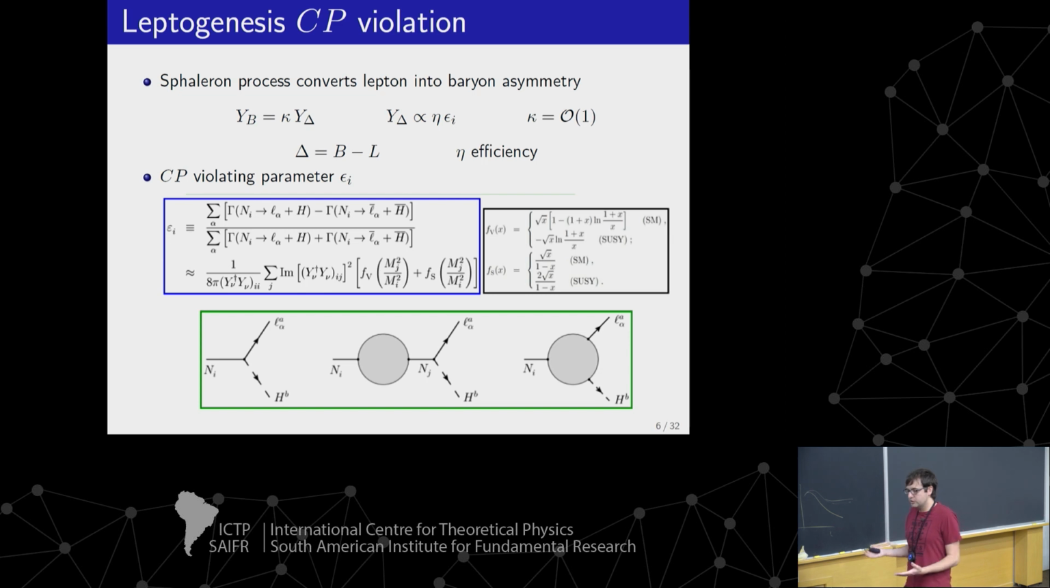Then the idea is that this process violates the conservation of L, and violates the conservation of B minus L. So you generate a B minus L asymmetry that throughout this talk I will call delta. So delta is the B minus L asymmetry, okay? And then you can generate a baryon asymmetry through the sphaleron process that is usually parametrized like a factor k times the B minus L asymmetry, usually of order one third. And this delta asymmetry is proportional to some efficiency times this epsilon_i, which is this CP and L violating parameter.